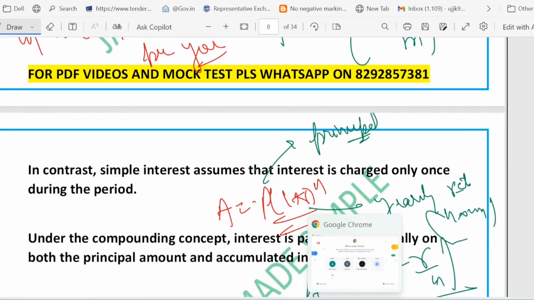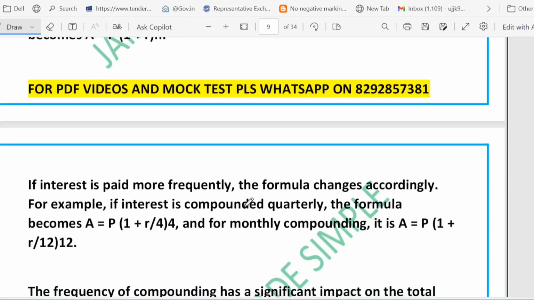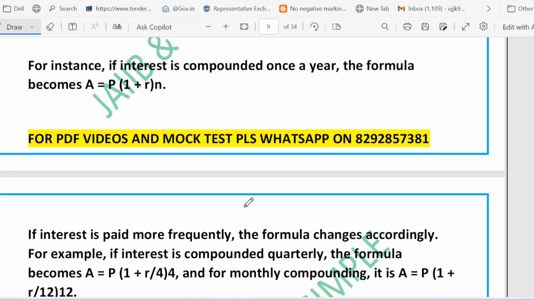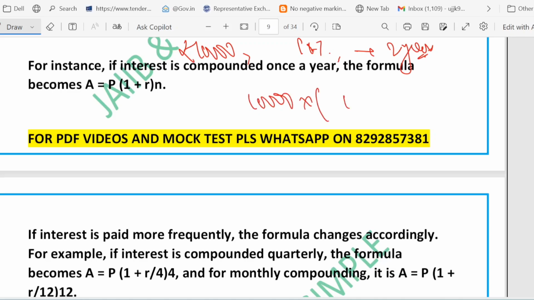Let me give you a quick example to understand this concept. Let's suppose 10,000 rupees at the rate of 10% compounded yearly for 2 years. So how much will it become? 10,000 multiplied by (1 plus r), r is 0.1, to the power 2. So that is 10,000 multiplied by 1.1 squared, which is 1.21 to be more precise.